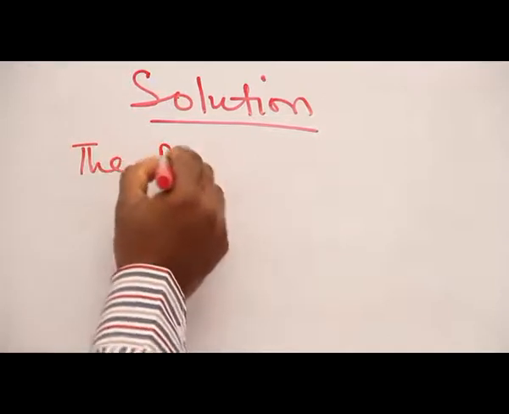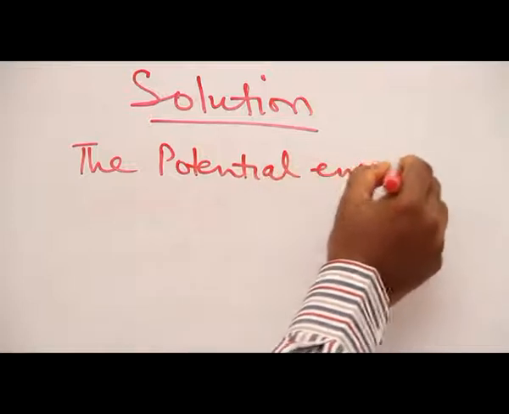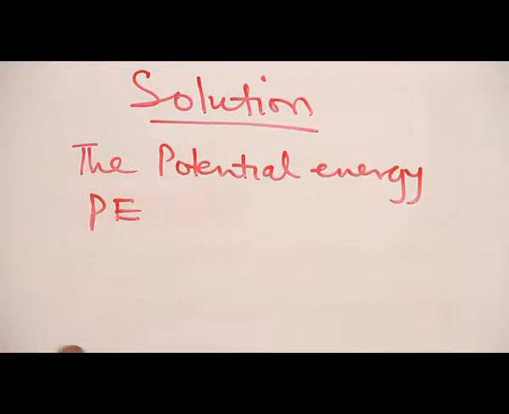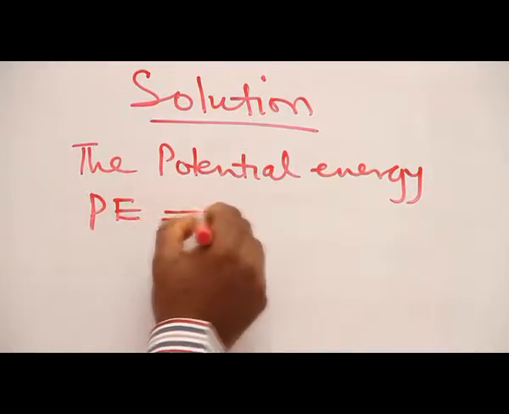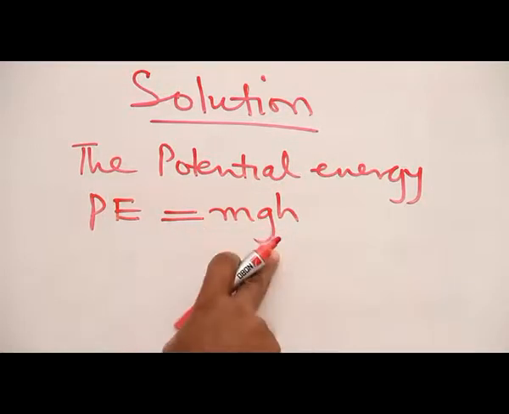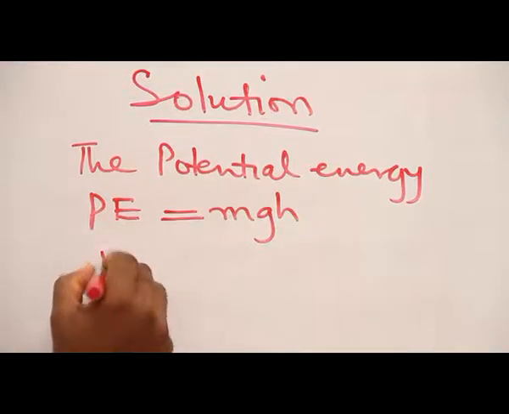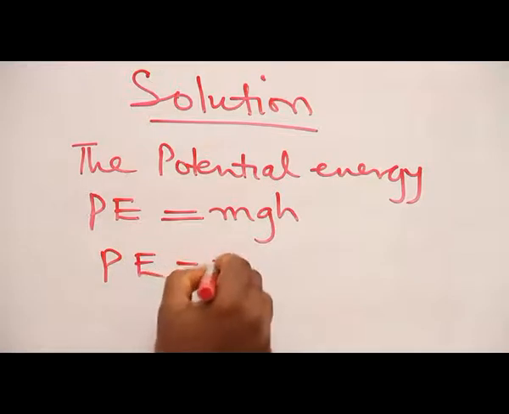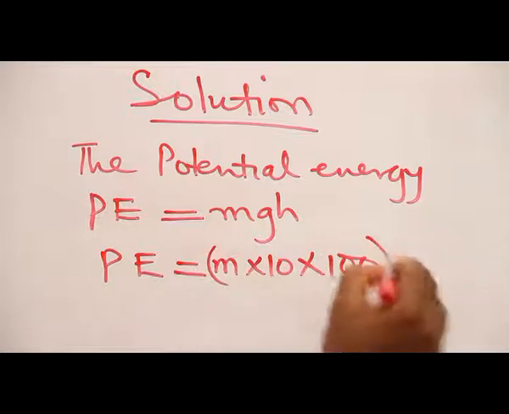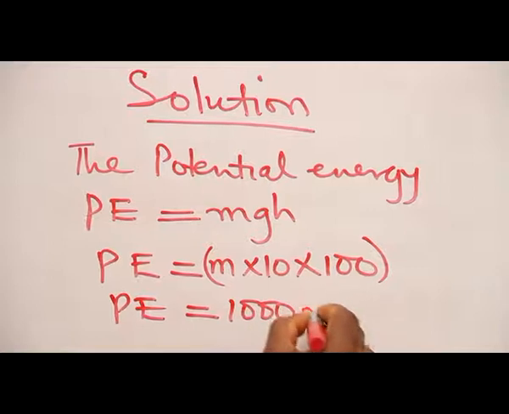The potential energy PE of the body at the top of the slope is obtained using mgh, where m is the mass of the body, g the acceleration due to gravity, h the height. To get the potential energy, m times 10, we are told the height was 100 meters. Thus, the potential energy is 1000 m joules.